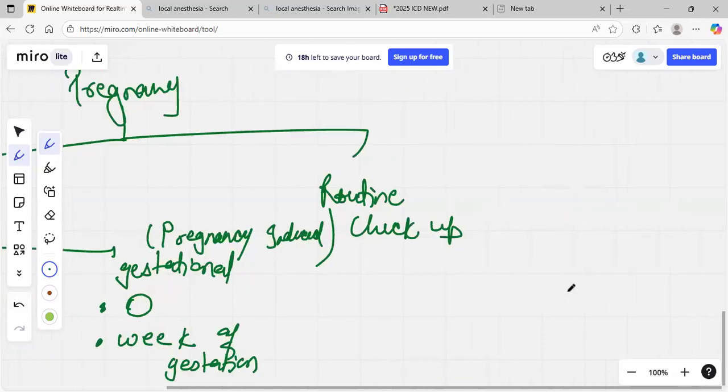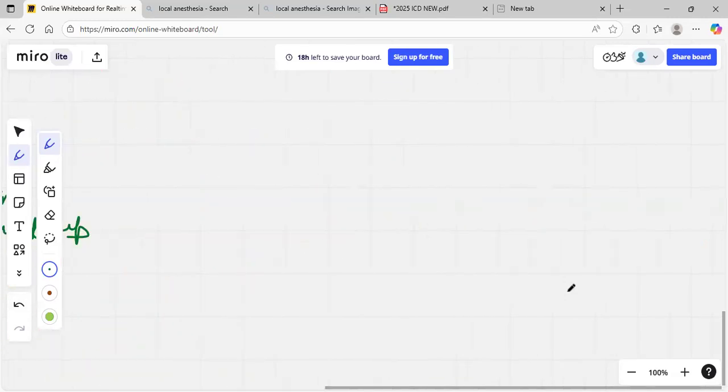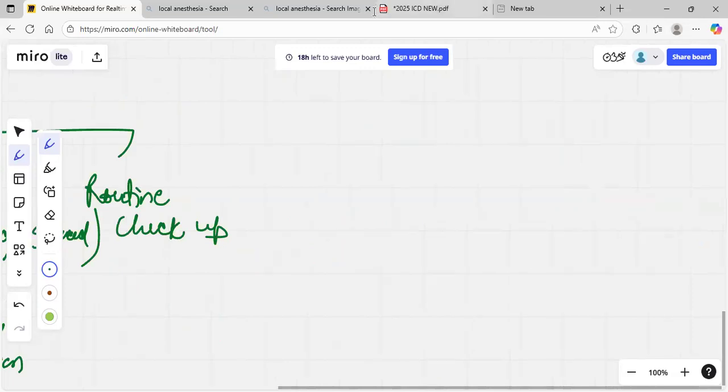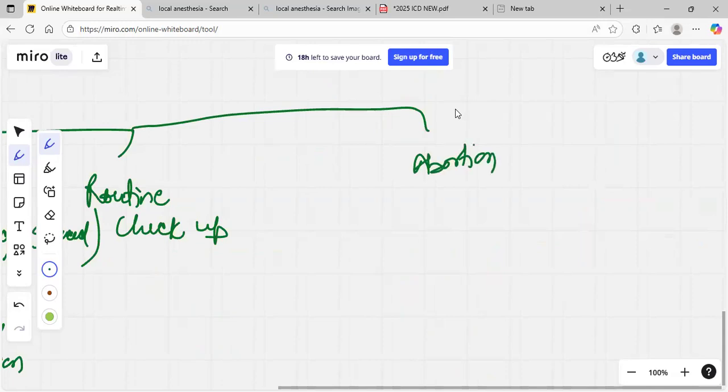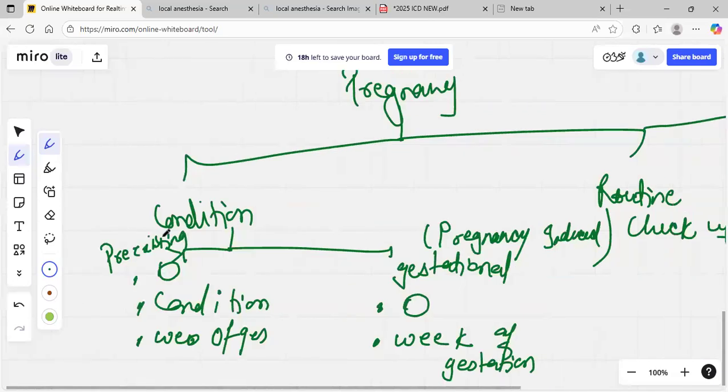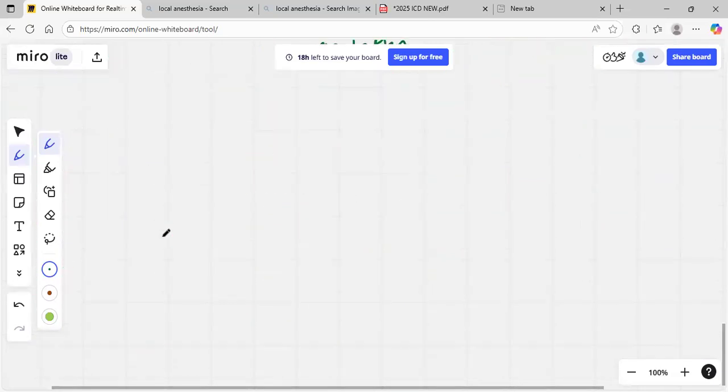And now let's move to the routine checkup, and then we have abortions also. We will discuss abortion later. Now let's discuss the routine checkups. So I'm scrolling it down.